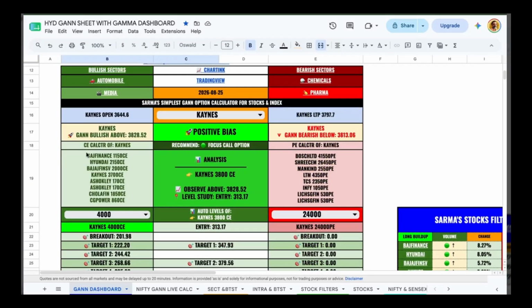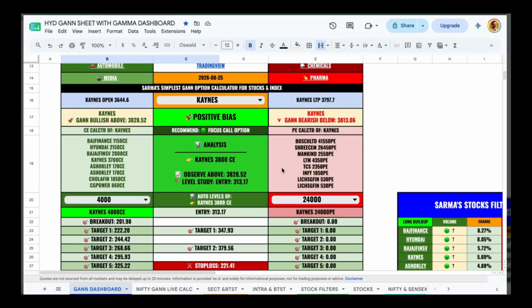You can also find the best stocks. We have now a jackpot stock. Today's jackpot stock is Bajaj Finance and Keynes. You can check in the charts.